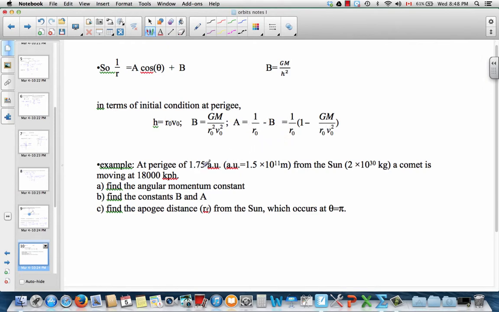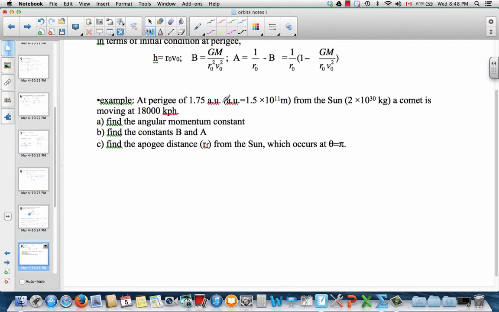So an example. So here we go. At closest approach of 1.75 astronomical units, so that's 75% almost twice as far from the sun as the Earth, 75% further, because the astronomical unit is the Earth-Sun distance. So what we have, we've got a comet that's moving at the speed of 18,000 kilometers per hour.